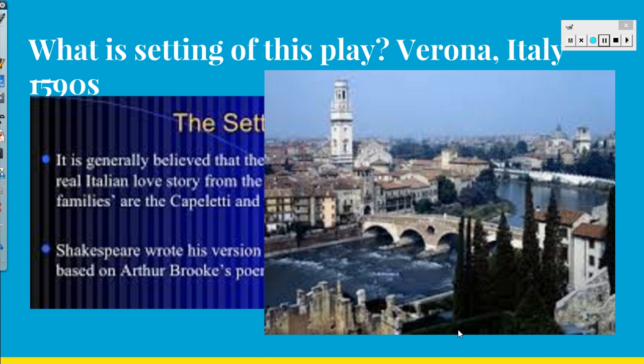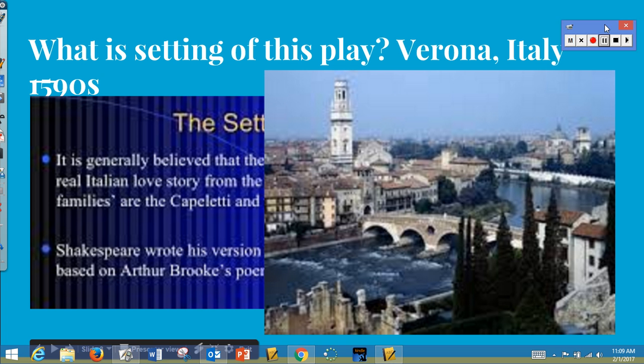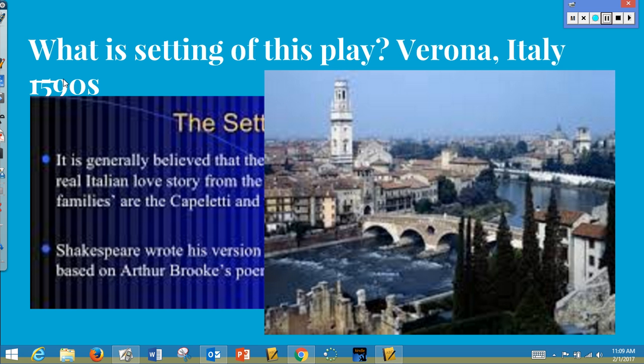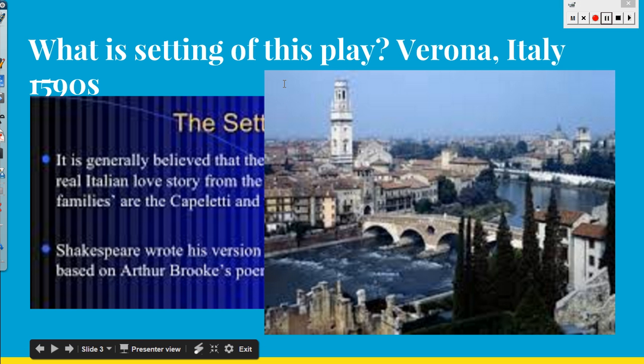What is the setting of this play? The play is set in Verona, Italy, probably in the 1590s, right around there. So here's an image of Verona, Italy. And it's generally believed that it was based on a real Italian love story from many centuries before, based on two families that were very powerful at that time. And there was also a poem written before Shakespeare wrote this play. So there were some resources he was drawing on.